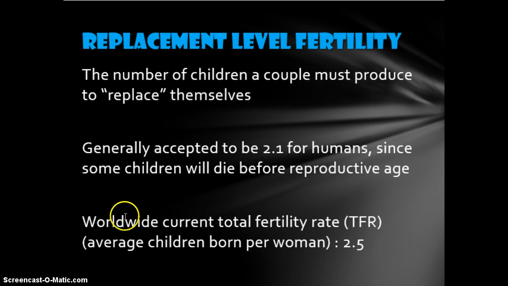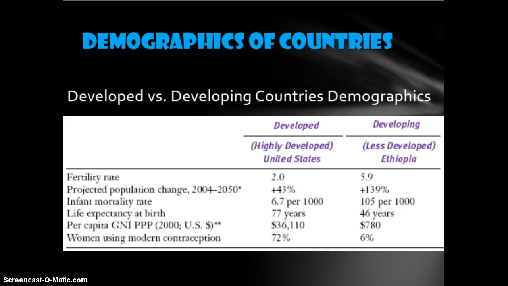Now, our actual worldwide fertility rate right now, which is basically how many children are born per woman, which you can kind of think of as per couple. It's really the woman that counts here since they're going to have the kid. But the average children born per woman is at 2.5. So you can see that our fertility rate is actually higher than our replacement level. And what that means is the population is growing.